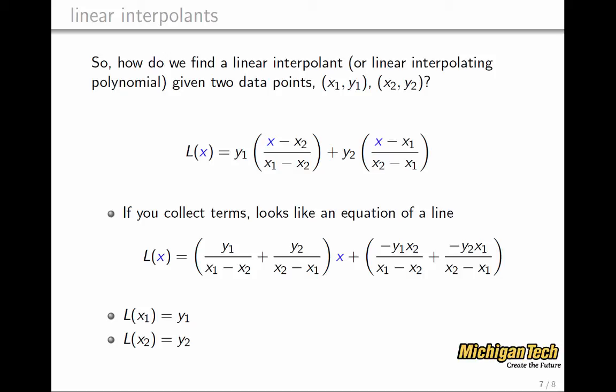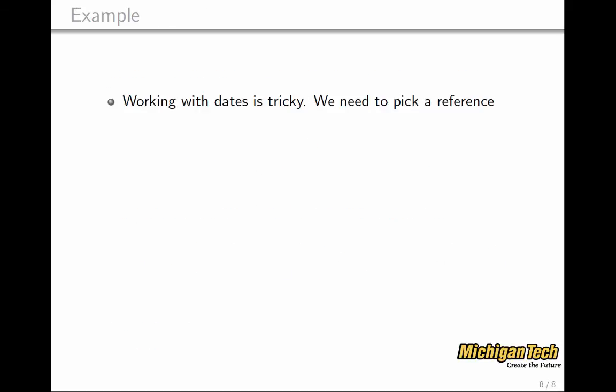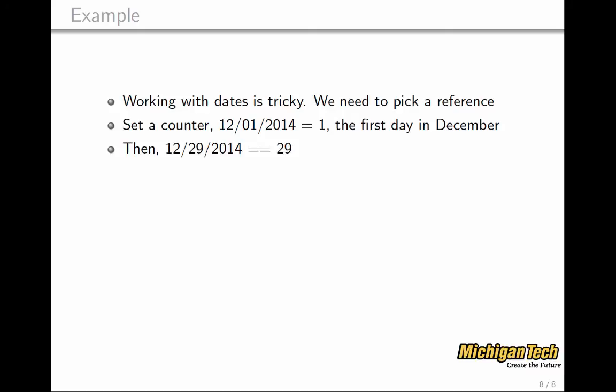So how do we actually use this interpolating polynomial for our example that we started with? First, working with dates is tricky. We need to pick a reference. Let us set our counter to be 1 on December the 1st, 2014 to denote the first day in December. So using this method, our counter is 29 for the 29th of December.